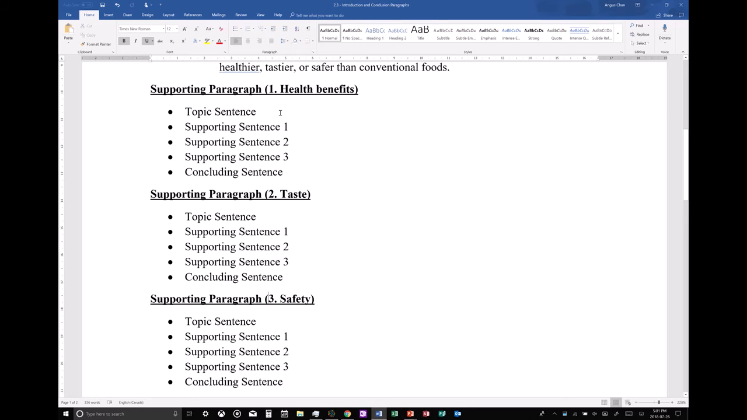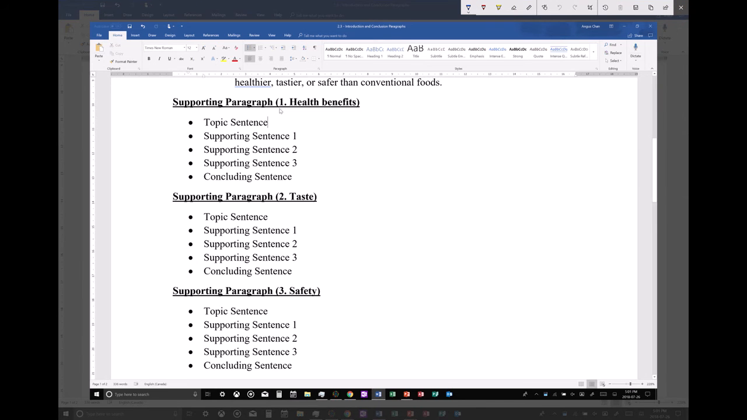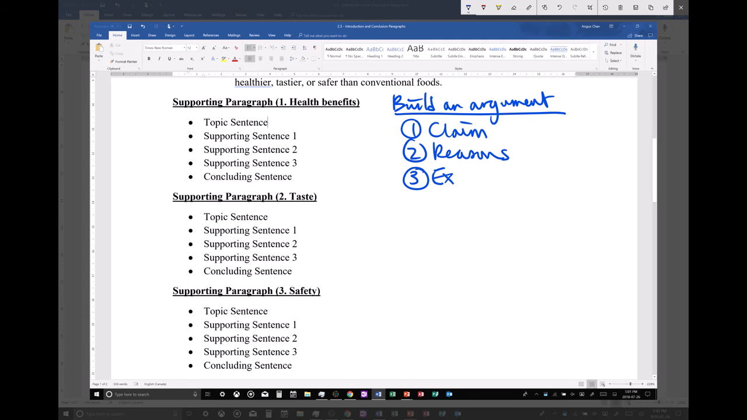Okay, and I'm going to add some details to our supporting paragraphs now. Now, if you remember what we need to build an argument, we need 4 things. Remember, first we need a claim, then we need a reason or reasons, then we need explanations for each reason that would support the claim, and then finally you're going to use a piece of evidence to help prove your point.